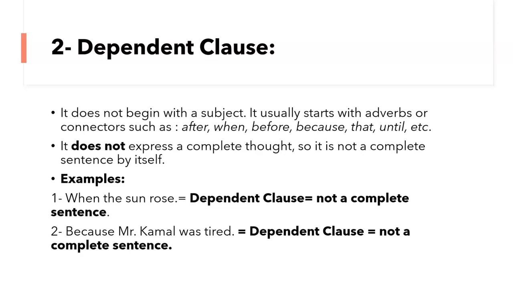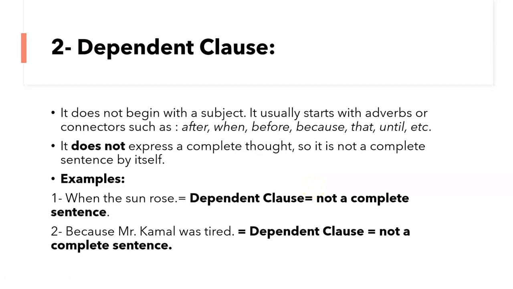It's incomplete. Second one, because Mr. Kamal was tired, full stop. There is no comma, so nothing is coming, but it's incomplete. So this is called a dependent clause. It's not a complete sentence.